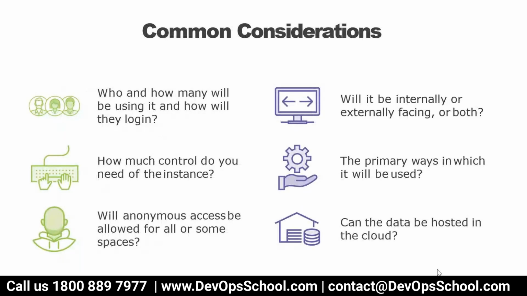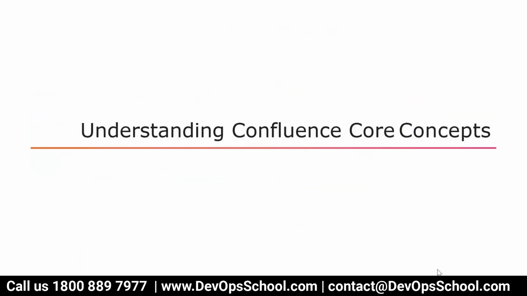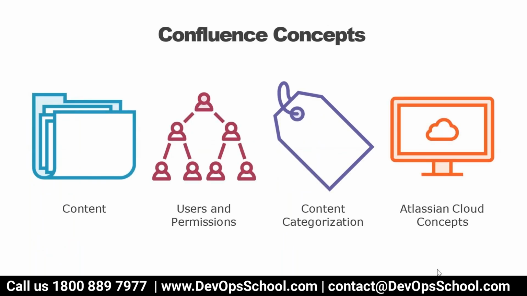So this is something which we have. Now we need to understand the core concepts of Confluence. Primarily you have four pillars. Content, the one which can be your images, your text, your attachments, whatever it is. That's called content.